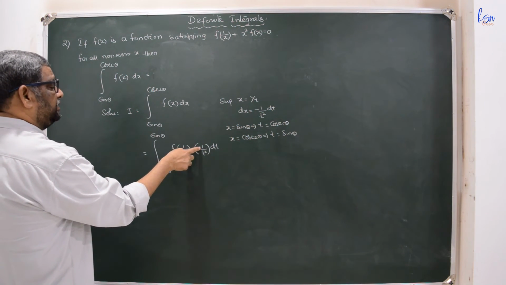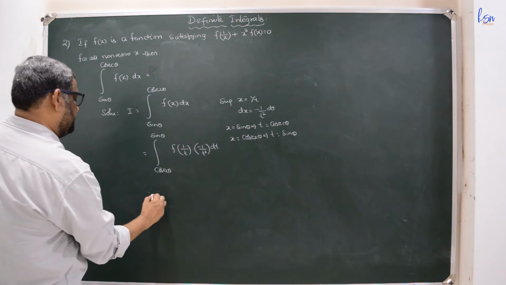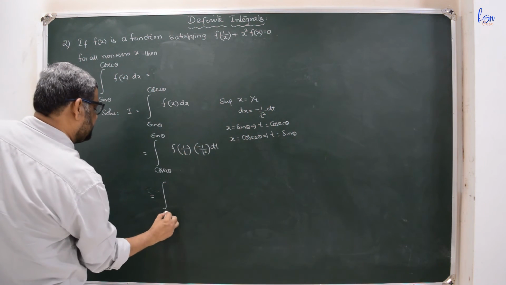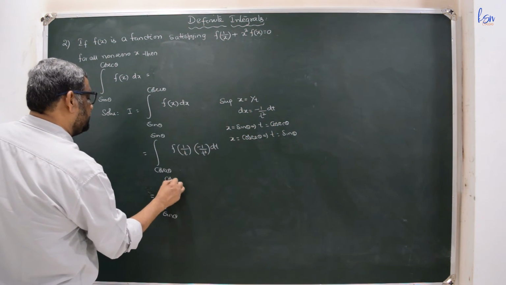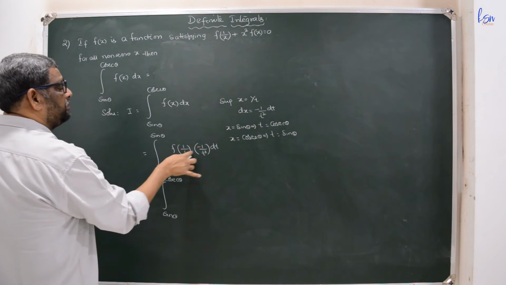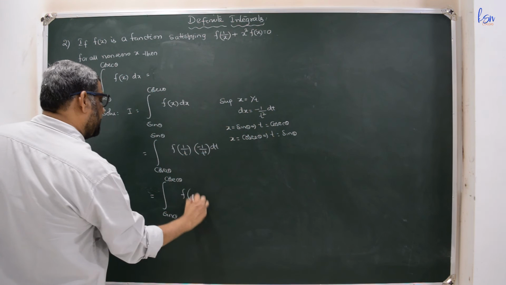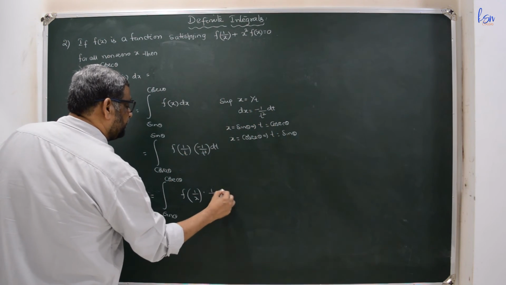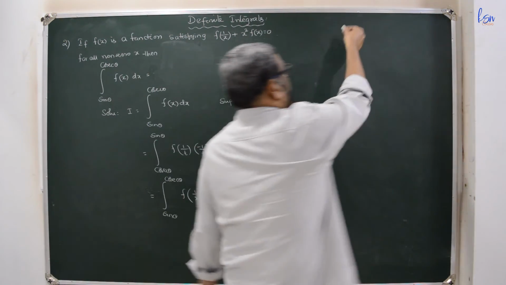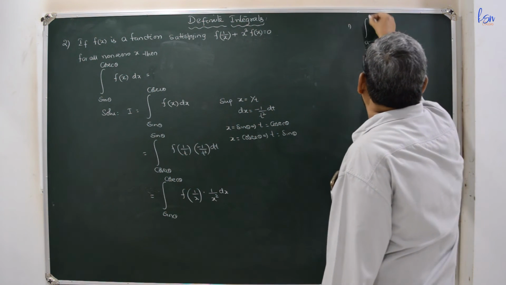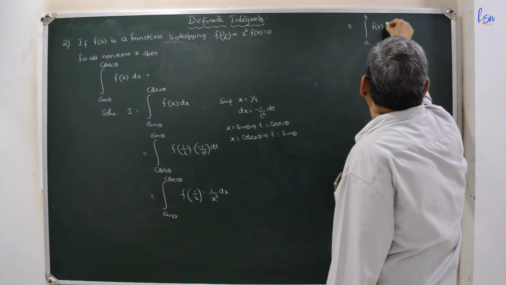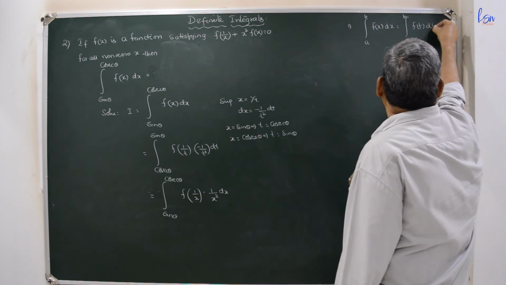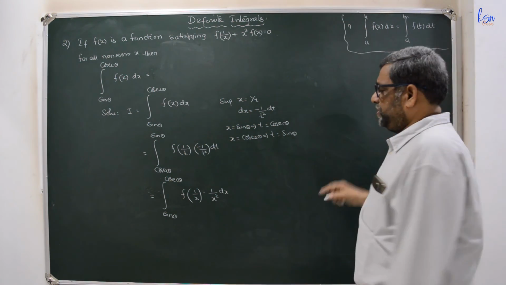Now this is the negative sign, you can change the limits. This can be written as integral sin theta to cosecant theta, f of 1 by t into 1 by t square dt, so it can be written as f of 1 by x into 1 by x square dx, because of one formula, integral a to b f(x) dx can be taken as integral a to b f(t) dt. So we are making use of this formula.